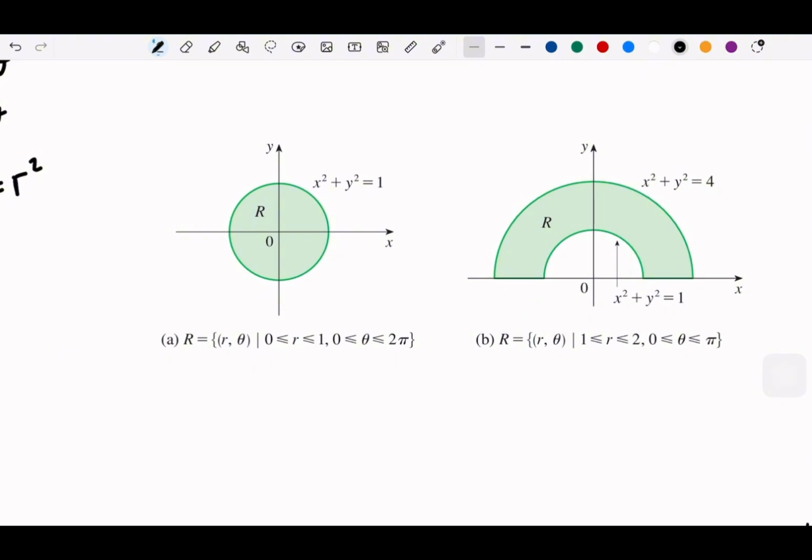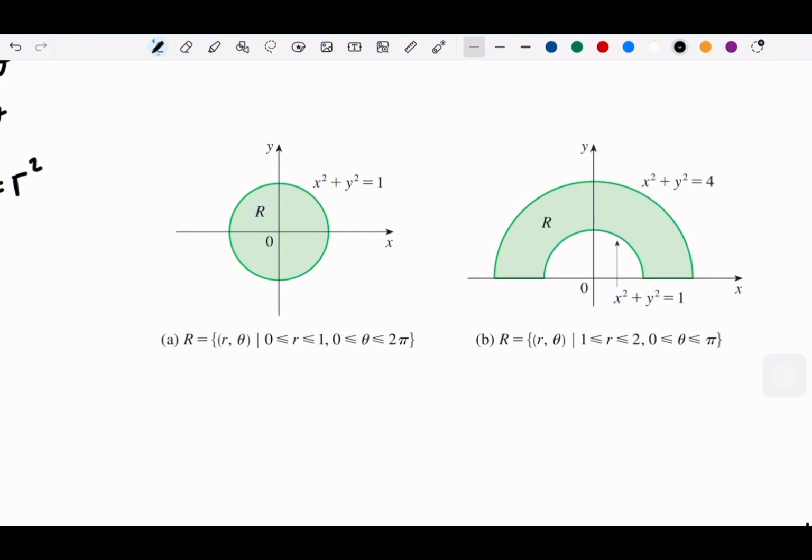Now if we have this, what will it be? We have, for example, the circle here, which has radius 1. We have the second circle, which has radius 2. But this is actually a semicircle, not a full circle. Because it's a semicircle, we state the angle starts at 0 and then moves to pi. So we can state the radius starts from 1 to 2.